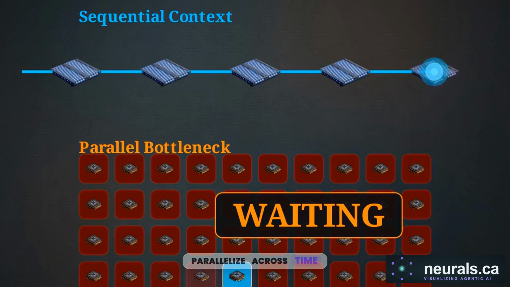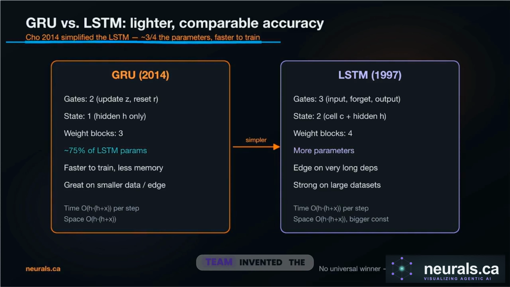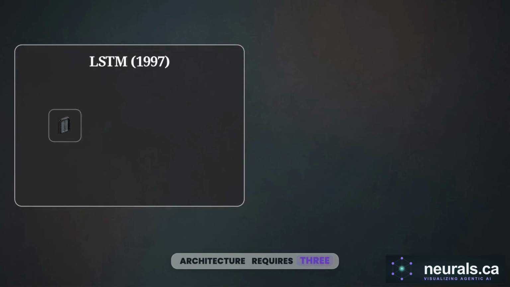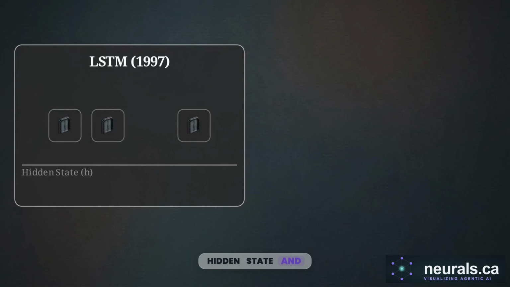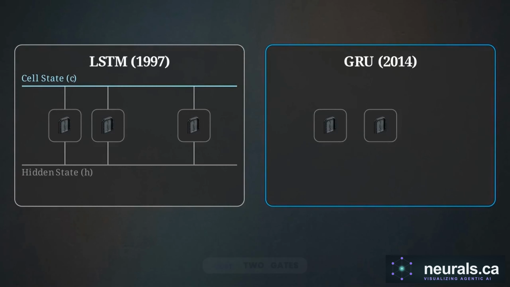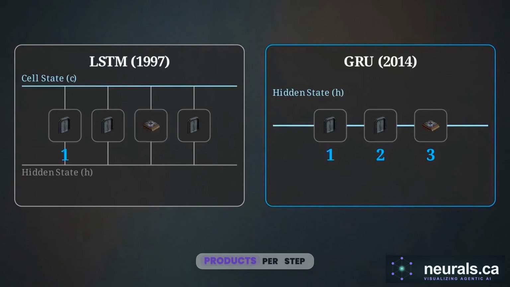across time. This side-by-side comparison explains why Kyunghyun Cho and his team invented the GRU in 2014 to power neural machine translation without the heavy overhead of existing models. The older LSTM architecture requires 3 distinct gates, a hidden state and a separate cell state. The GRU collapses this into just 2 gates and a single state. Consequently, the GRU calculates only 3 matrix vector products per step versus the LSTM's 4.